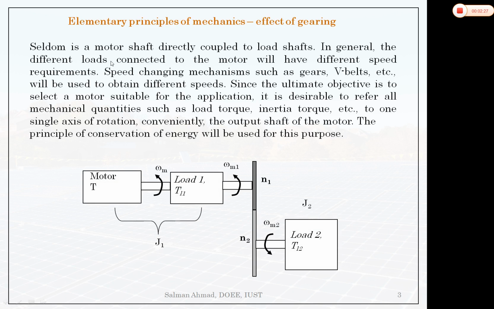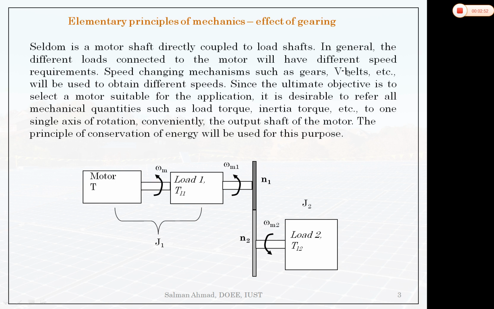Seldom in electrical drives will you find the motor directly coupled with the load. It is because the motor speed is very high, so the motor weight and volume are small and the cost of the motor will be less. Most of the time you will find the motor speed is very large, but the loads are running at a very small speed.